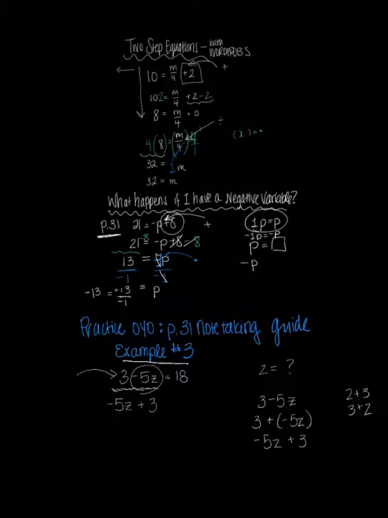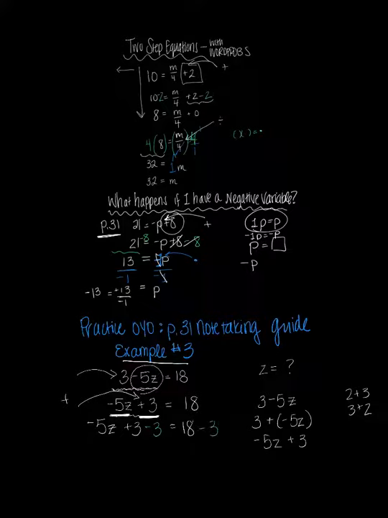I'm going to do that over here. Negative 5z plus 3 equals 18. Now, looking at this, I cannot do my multiplication here until I deal with this term. Always deal with your addition or subtraction first. So I've got addition going on. The inverse of addition is subtraction. So I'm going to end up subtracting 3 from both sides.